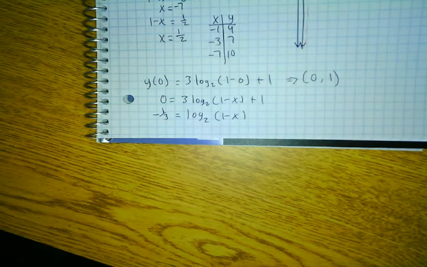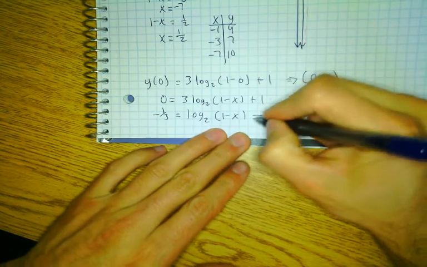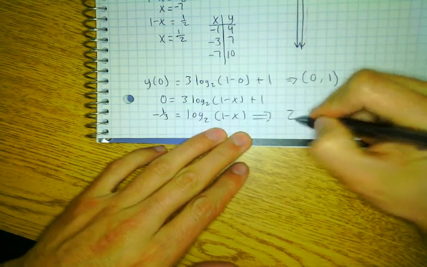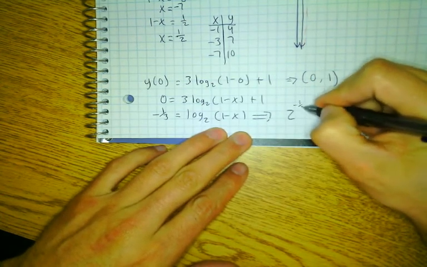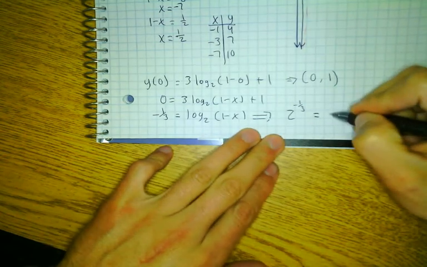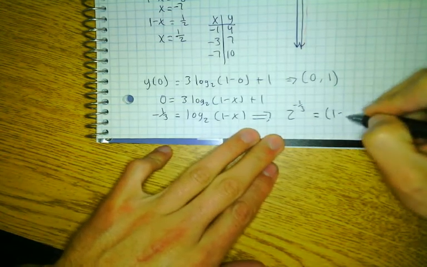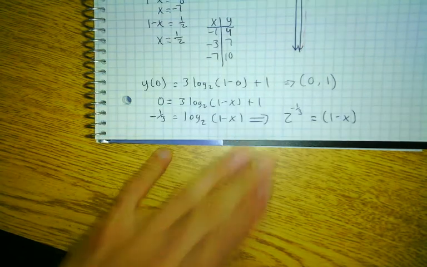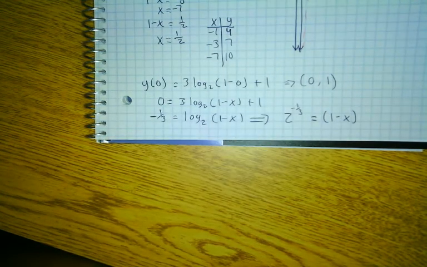Exactly. Turn it into an exponential. So if I turn this into an exponential, I'm going to go in this direction. It would be 2 to the power of negative 1/3 is equal to 1 minus x. I don't really need the parentheses. I got to be honest, I don't really know why I wrote them. Now, I don't expect you to know what 2 to the power of negative 1/3 is. You with me? Like, I don't. So if you don't have a calculator, you're just going to leave it as 2 to the power of negative 1/3.